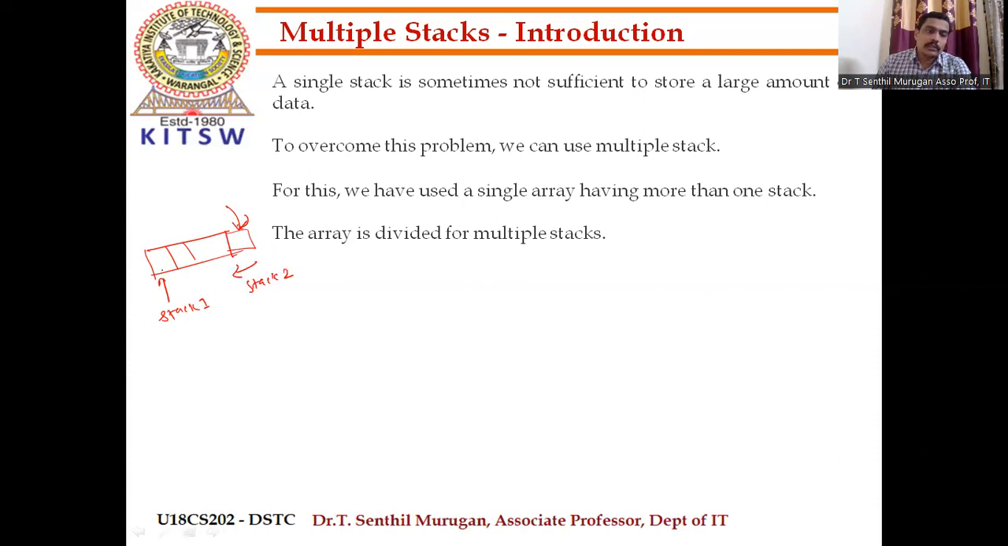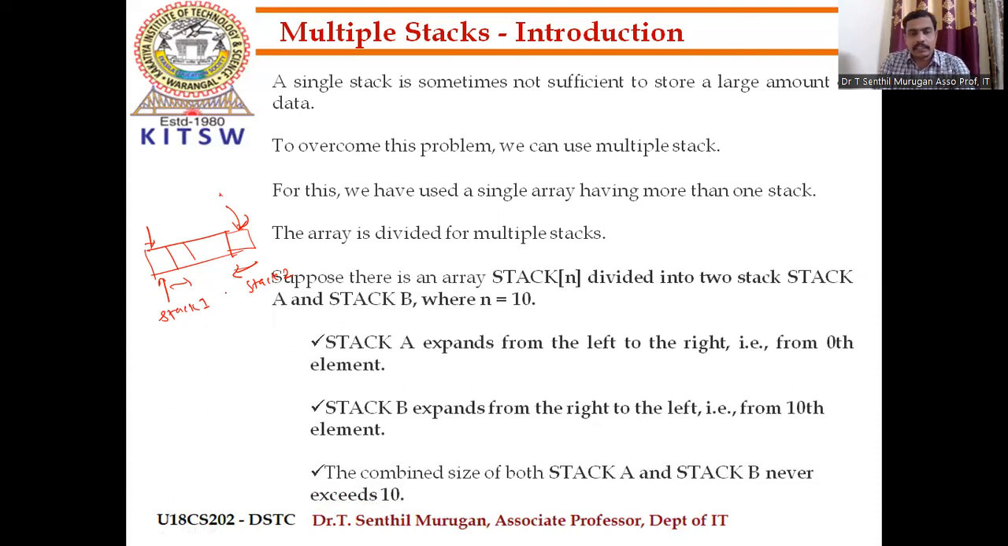The top pointer of stack 1 points here, and the top pointer of stack 2 will point here. For insert operations, stack 1 increases top plus plus. For stack 2, it starts from n minus 1, then n minus 2, n minus 3. That is how the operation will work. We will see this example.